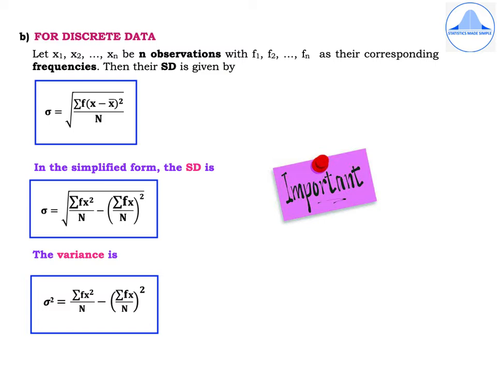If you observe very carefully, summation fx by N is nothing but the mean, that is x bar. The variance for discrete data is sigma square equal to summation fx square by N minus summation fx by N the whole square.